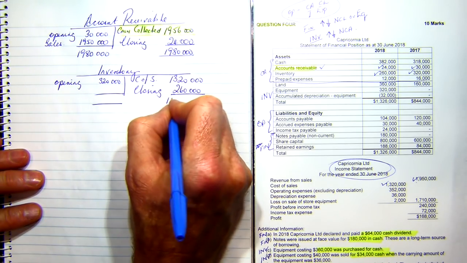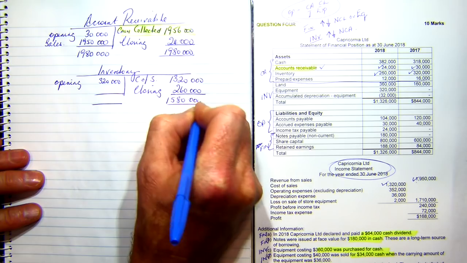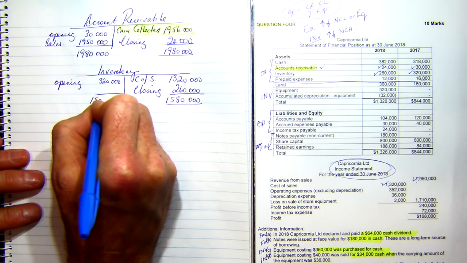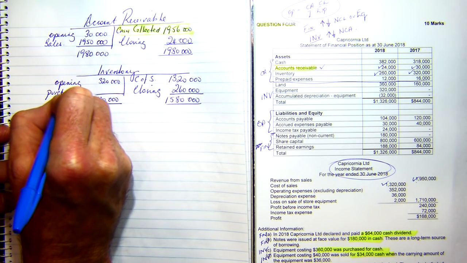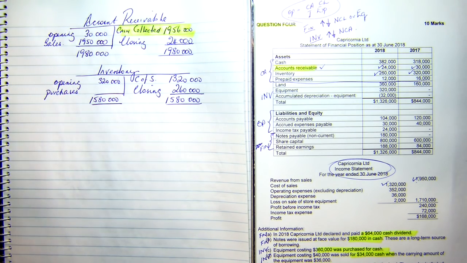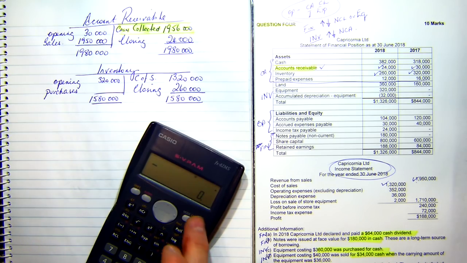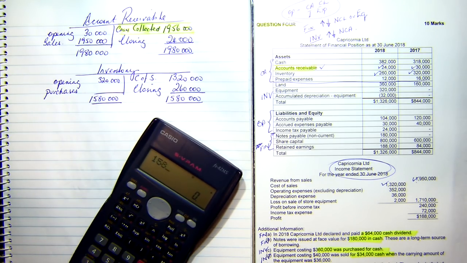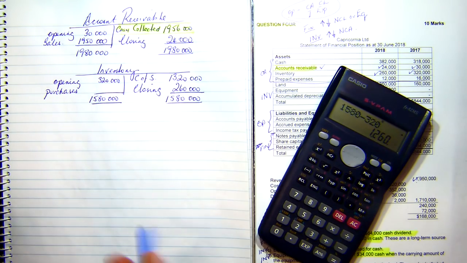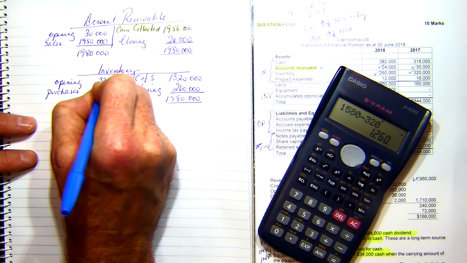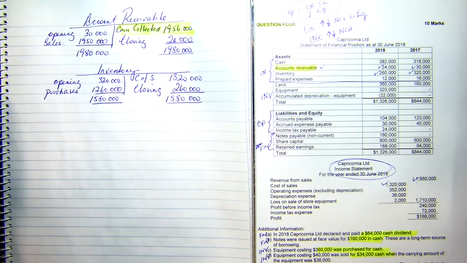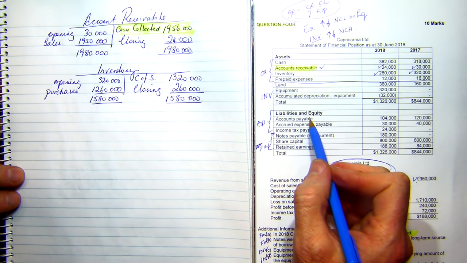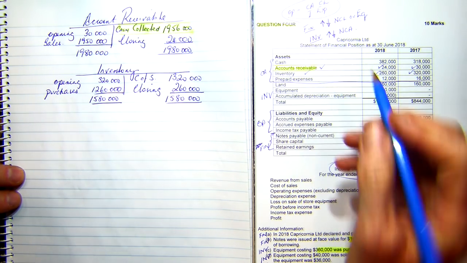So my cost of sales is 1,320,000, and that gives me 1580. So I'll balance my account, and this should give me my purchases. Okay, so my purchases then come in at 1580 minus 320, 1260. Now that purchase becomes interesting in the next step, which is my accounts payable. So let me just tick off that I've done inventory.